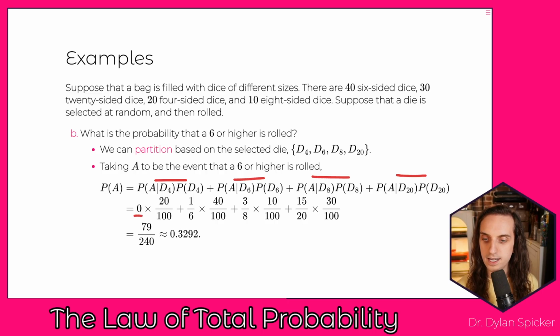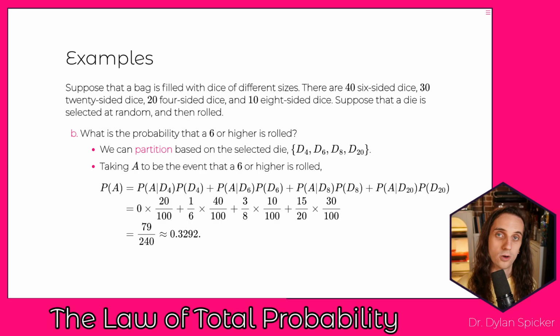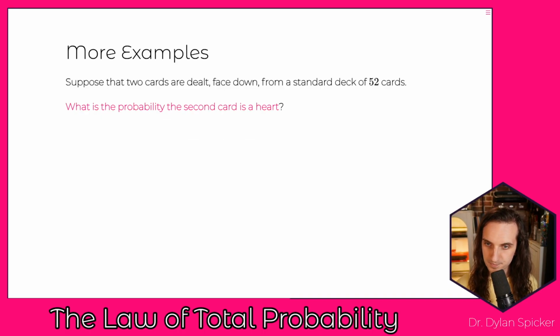If we select a 4-sided die, there's a 0 chance that we do it. If we select the 6-sided die, only 1 out of the 6 options is going to give us a 6 or higher. 3 out of 8 on the 8-sided die, or 15 out of 20 on the 20-sided die. If we work all of this out, there is about a 33% chance, 32.92%, that we roll a 6 or higher. As soon as we're saying, well, it depends, we should think to use the law of total probability.